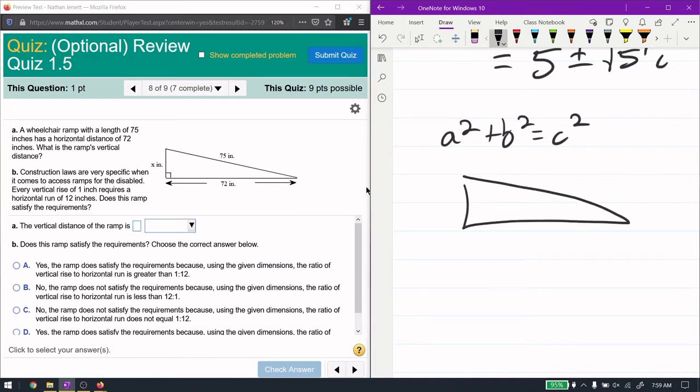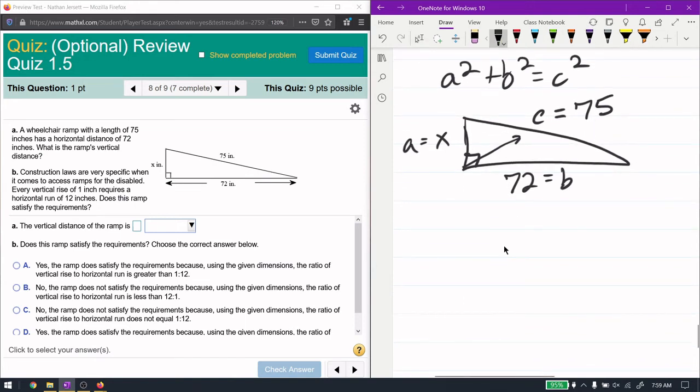Let's just say that we make the 72 equal to b, and then the x will equal a. And then the hypotenuse is always the one opposite the right angle. That is always c. There's no decision there. The a and b can be flipped around, but c must be the one opposite the right angle. Okay, so now we can set up the Pythagorean theorem. a is just x squared, b is 72 squared, and c is 75 squared.